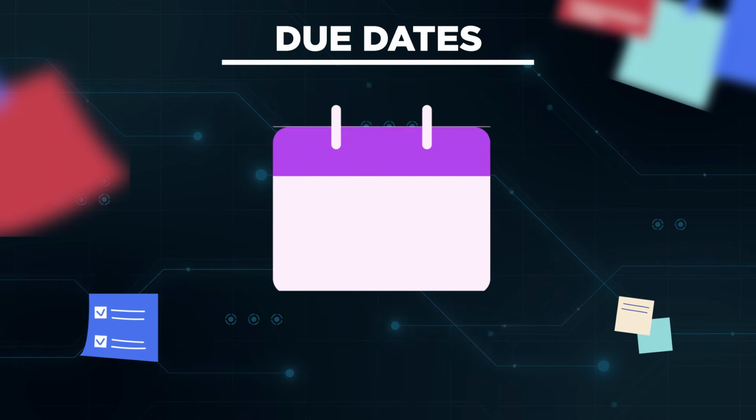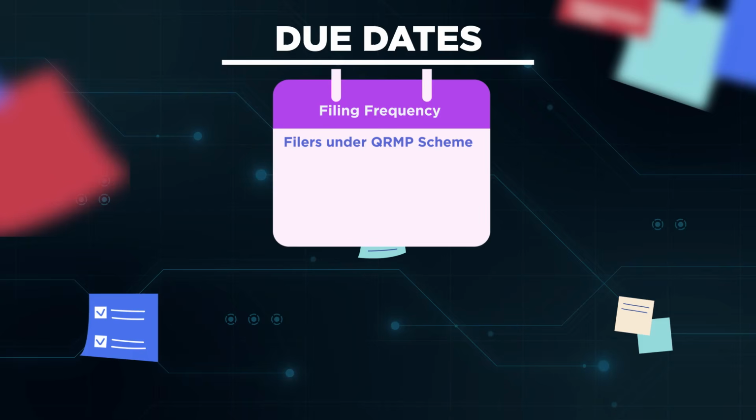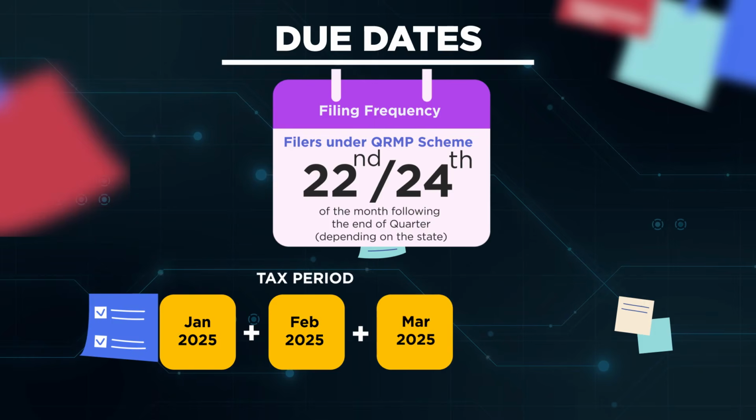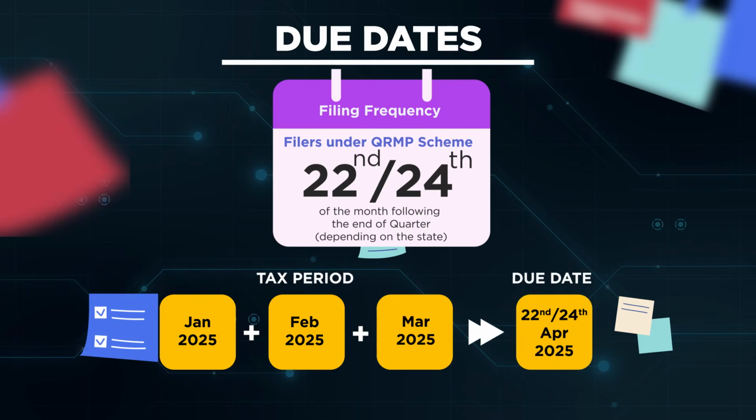For quarterly filers, under the QRMP scheme, the return is due by the 22nd or 24th of the month following the end of the quarter, depending on the state. Accordingly, the GSTR-3B for the January to March 2025 quarter must be filed by either 22nd or 24th of April 2025.